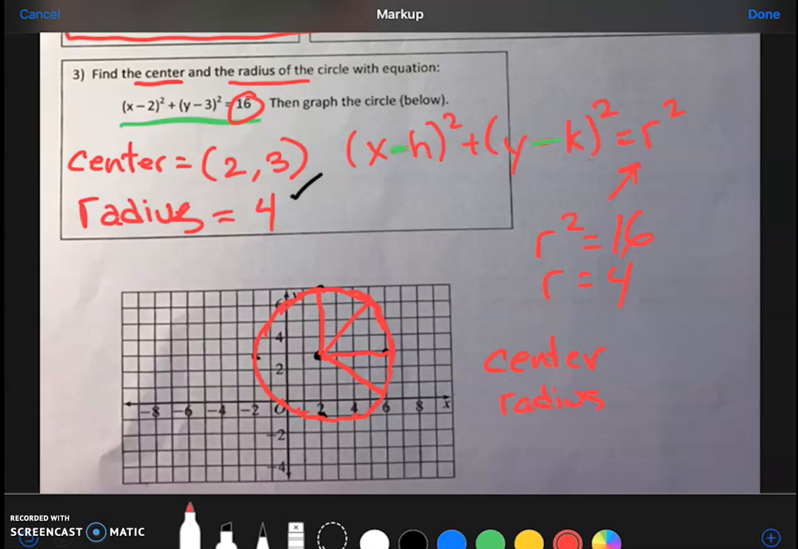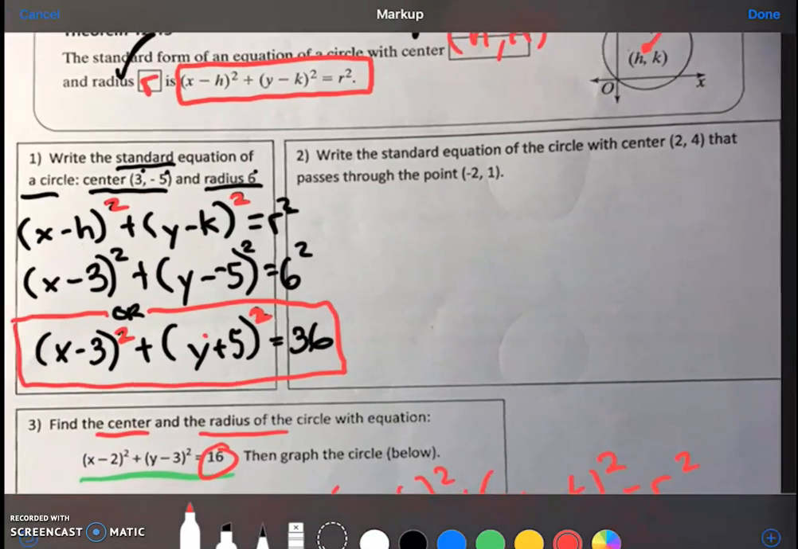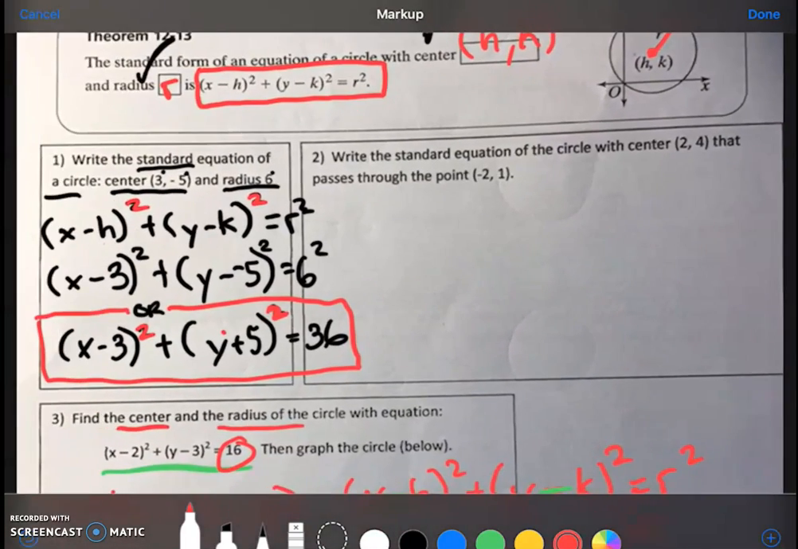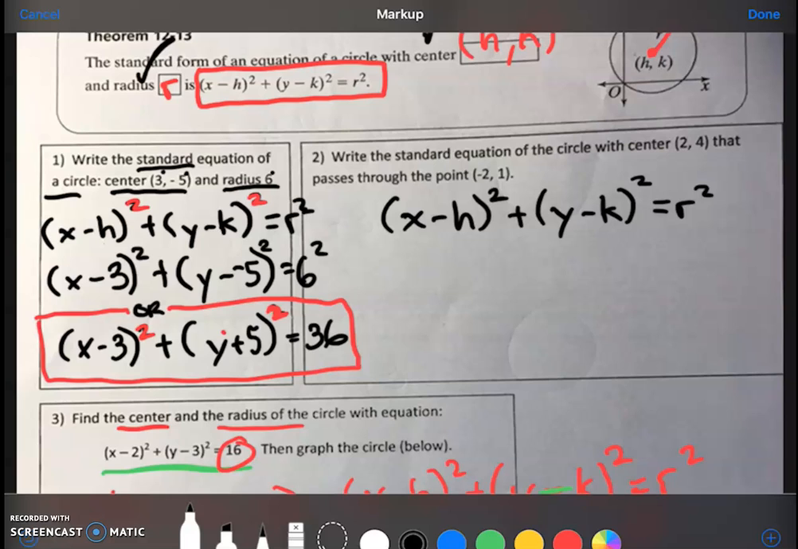All right, now we're going to move back to number 2. Number 2 here says, write the equation of a circle in standard form. Here, I'm just going to rewrite this equation: (x - center)² + (y - center)² = radius squared. Reading the directions again, write the equation of a circle with center (2, 4) and passes through point (-2, 1). We do have the center, we don't have the radius, so we're going to have to calculate the radius.